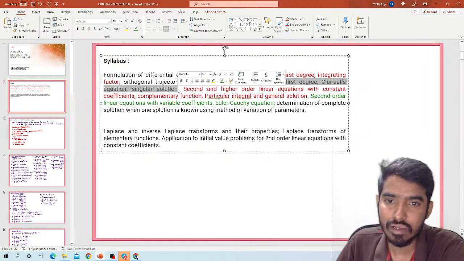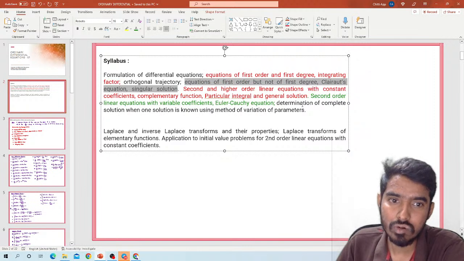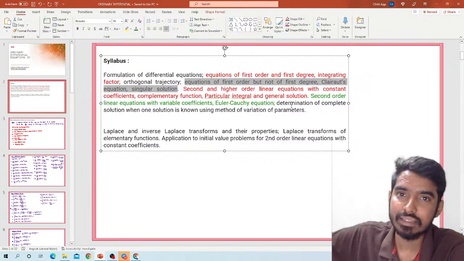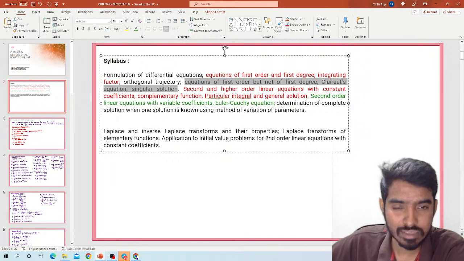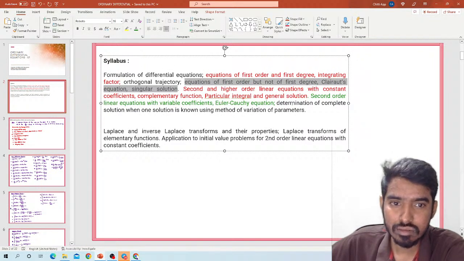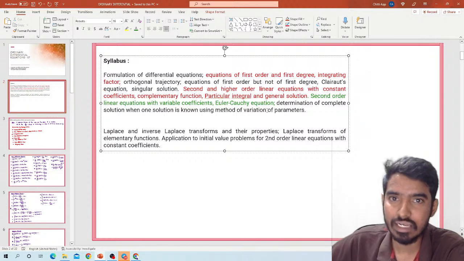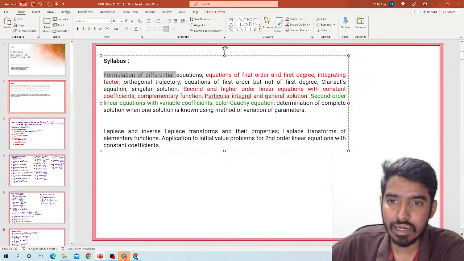So we are left with 1, 2, 3. This topic I already completed. I'll give you a recorded video. So 3 topics are pending, that will be completed in the upcoming classes in ODE. This is Laplace transform. As of now we don't come to this. Just now we will concentrate on this part. Actually overall there are only 6 topics in ODE. We have completed 2. 1 is already completed in recorded format. We will complete the remaining 3 in the upcoming classes.